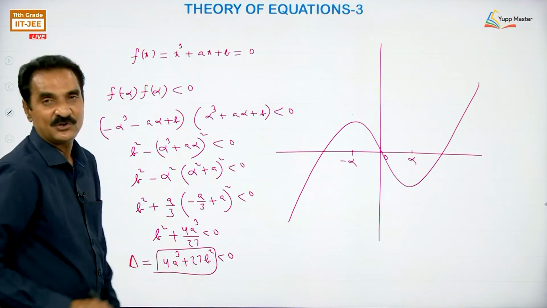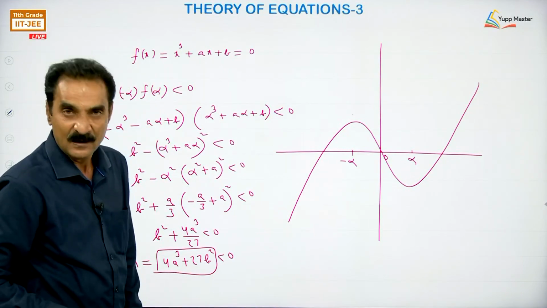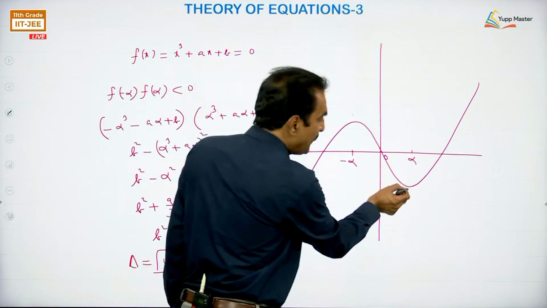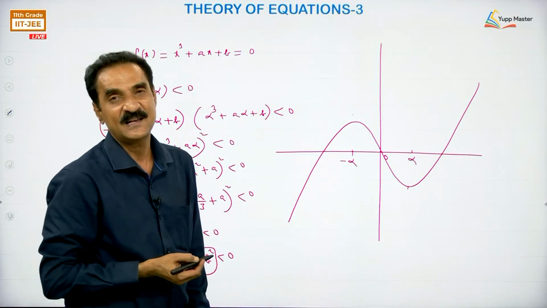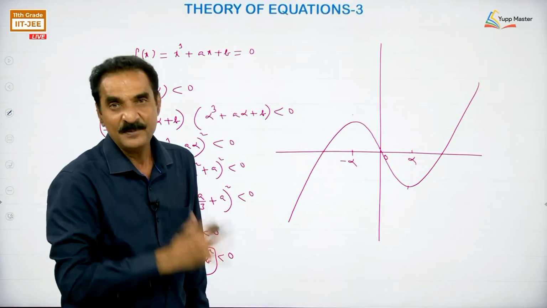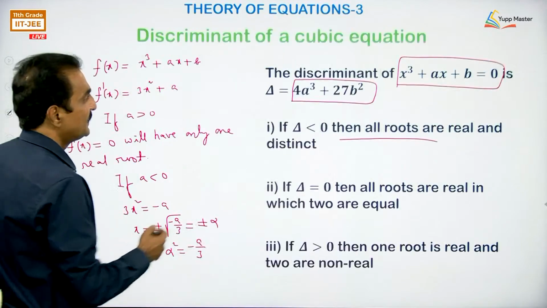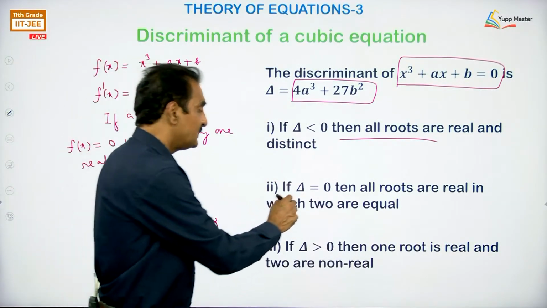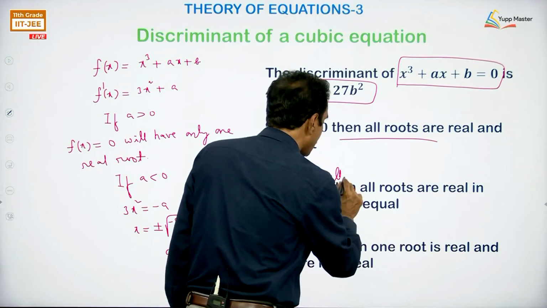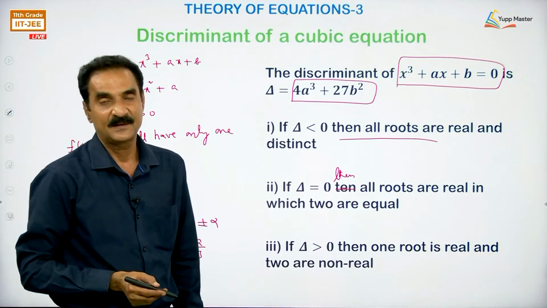Suppose delta is equal to 0. Delta equal to 0 means f of minus alpha or f of alpha is 0. So, either the minimum point is 0 or the maximum point is 0. Then the graph touches the x-axis. In that case, there will be 3 real roots, but 2 are equal. So, if delta is equal to 0, then all roots are real, in which 2 are equal.